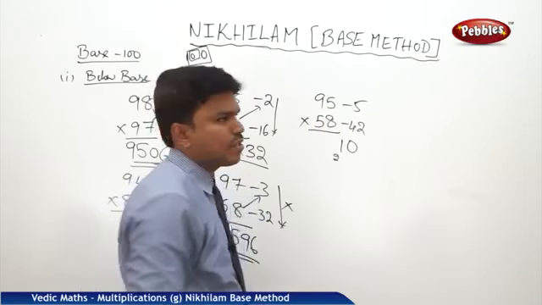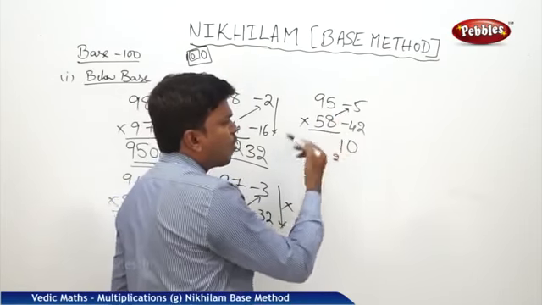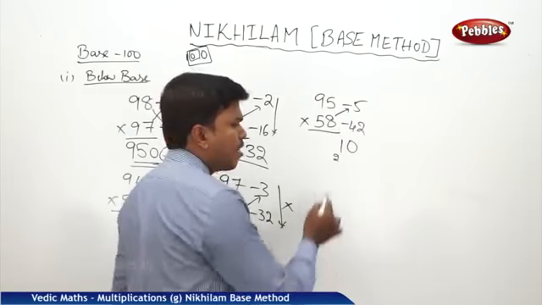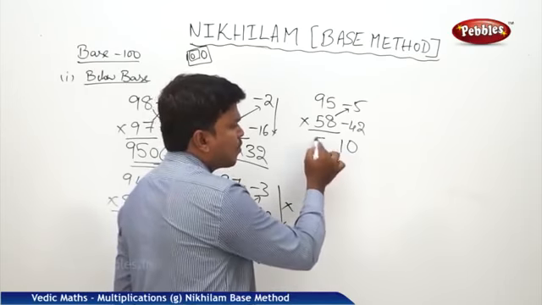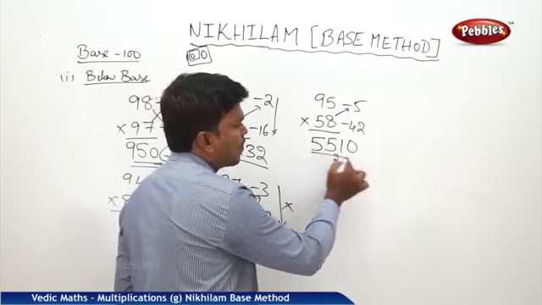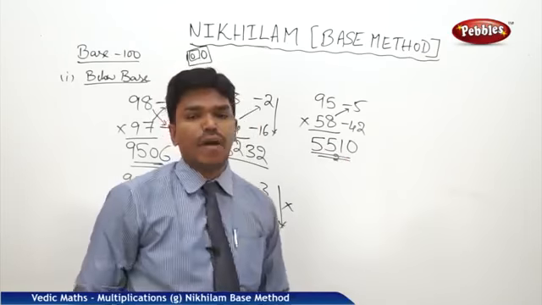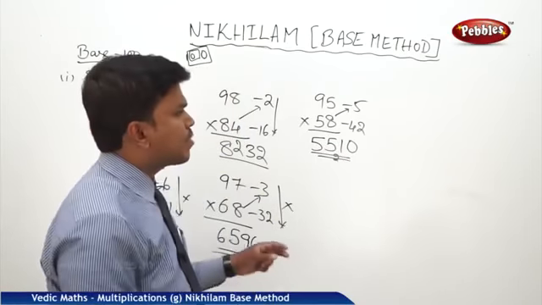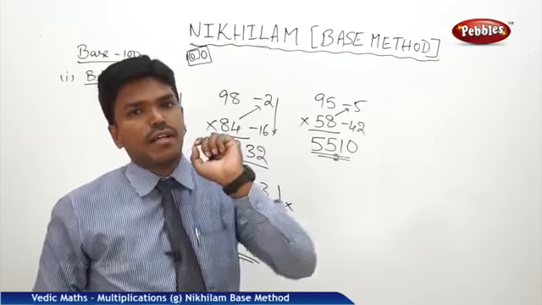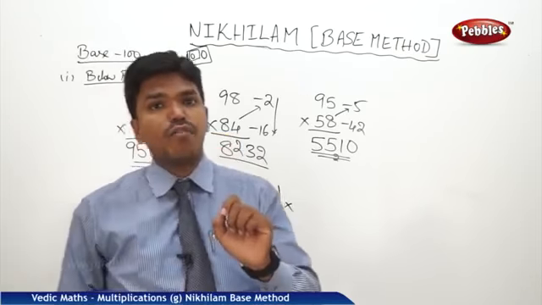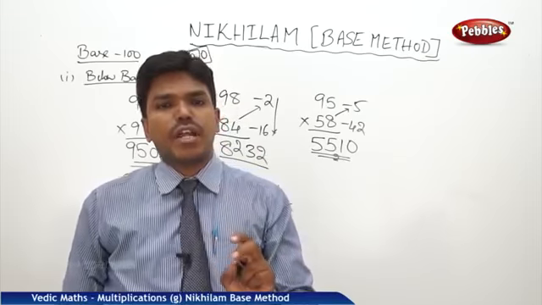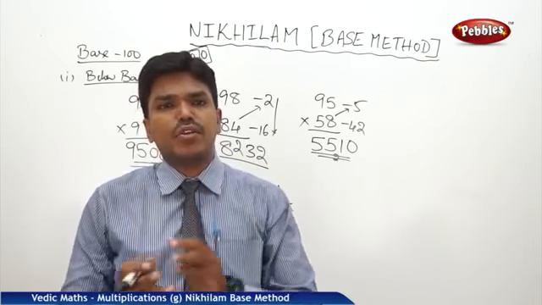Now 95 minus 42, 58 minus 5. Both will give the same answer. So do simply 58 minus 5. How much? 53. Plus carry is there. So 53 plus 2, 55. So what is my answer? 5510. So like this you can do the multiplication of two numbers which are nearer to the base.